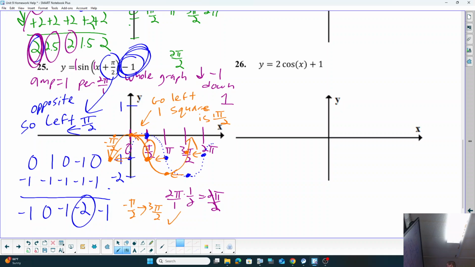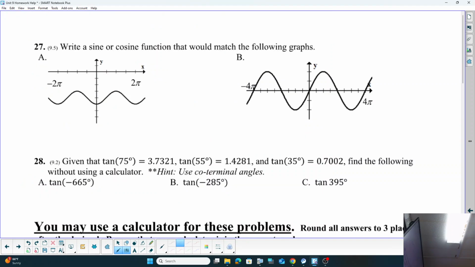Check. So try 26, which doesn't have a shift to the left or right. Lucky. Try 26 on your own. Try 27. Write a sine or cosine function that would match the following graphs. Ooh, tricky. Let's see here. So we're down here at 1, 2, 3, 4, 5. So that's negative 5, negative 4, negative 3. Okay. So, write a sine or cosine function.